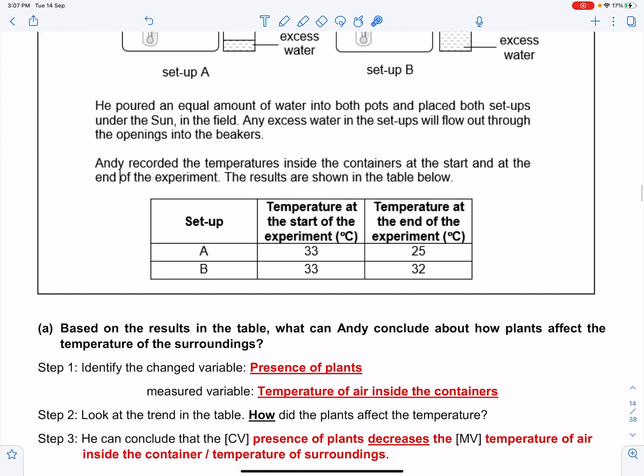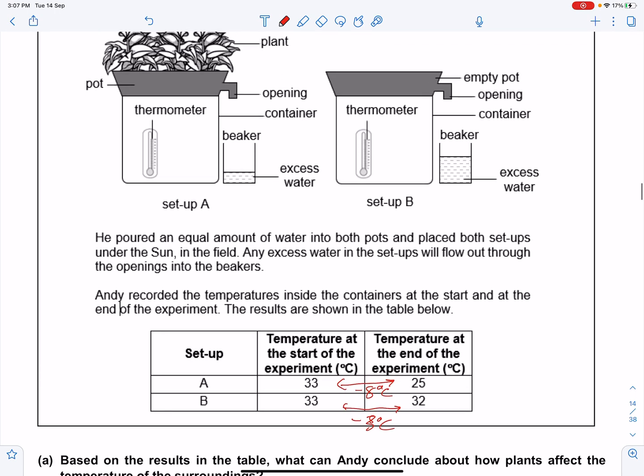So from here, you can see the temperature change, right? So this is a negative, what? 33 minus 25, 8 degrees Celsius. Whereas this is basically a change of only 3 degrees Celsius. So setup A is the one with the plant and setup B is the one with no plant.